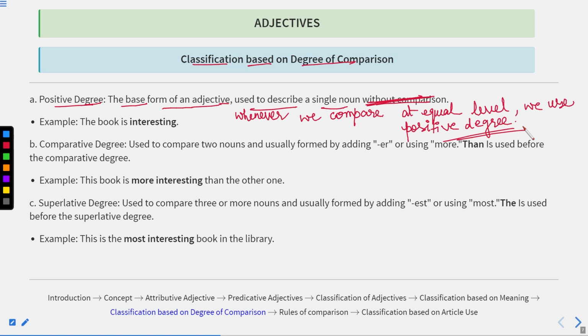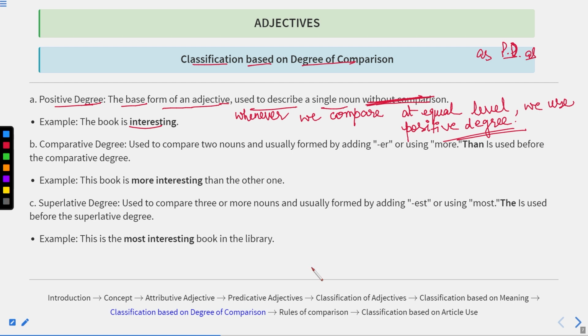For example, if I say this book is interesting, so interesting is the basic form of adjective. If I say the girl is beautiful, this beautiful is actually the basic form of adjective. But if I say Ria is as beautiful as Sia, I'm comparing two girls and their beauty, but at equal level. It means they both are equally beautiful. So in that case, we can use positive degree of adjective. With the as... as structure, we can only use positive degree of adjective, which shows the comparison at equal level.